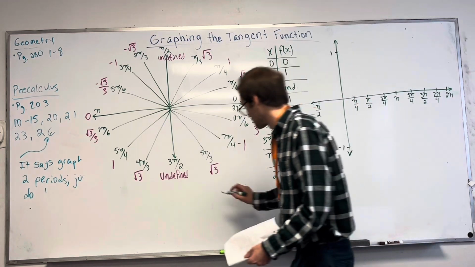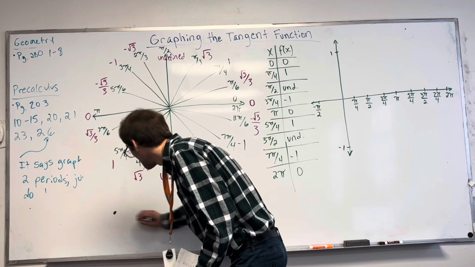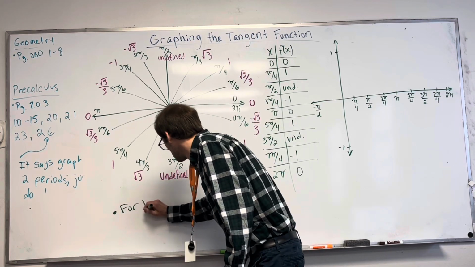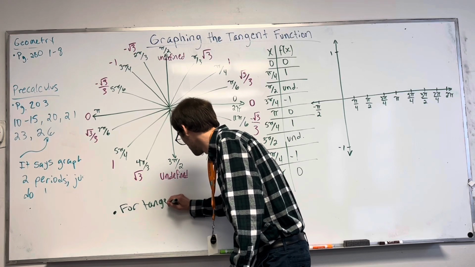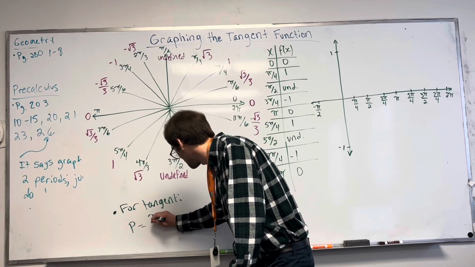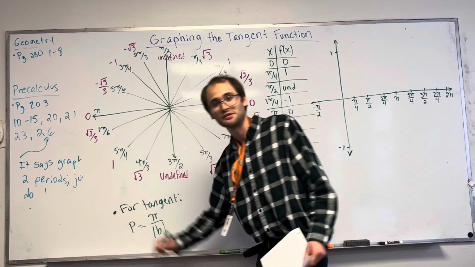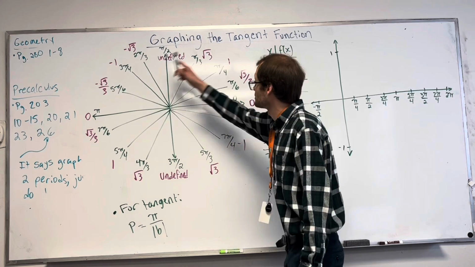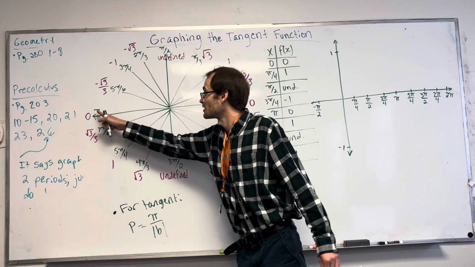We'll write that down real quick. For tangent, the period will be simply p equals pi this time, divided by the absolute value of b. And again, that is because it doesn't repeat values until after pi radians.